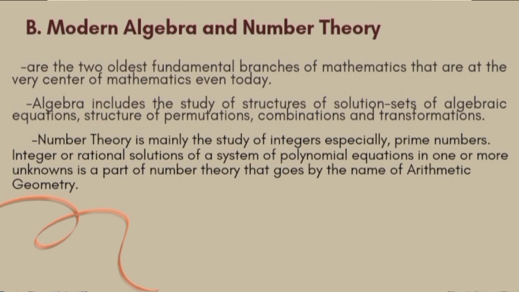Integer or rational solutions of a system of polynomial equations in one or more unknowns is a part of number theory that goes by the name of arithmetic geometry. In addition, abstract algebra and number theory are broad areas of mathematics which formalize intuitive notions of symmetry and which explore properties of integers and other closely related number systems.